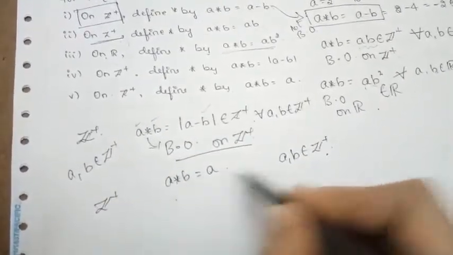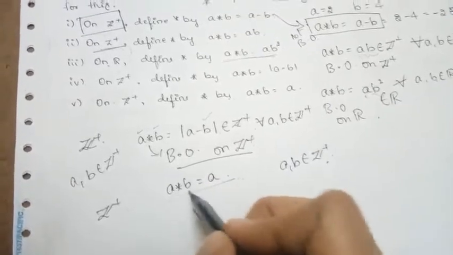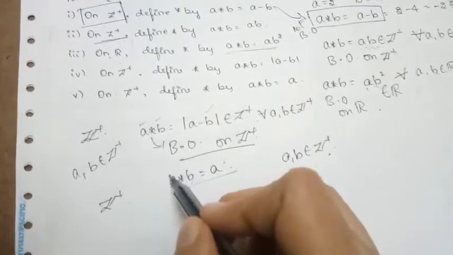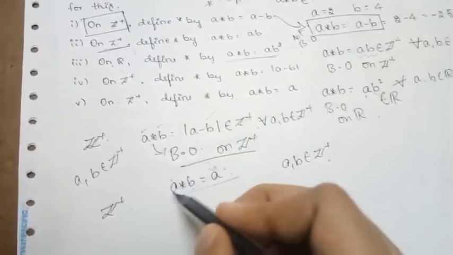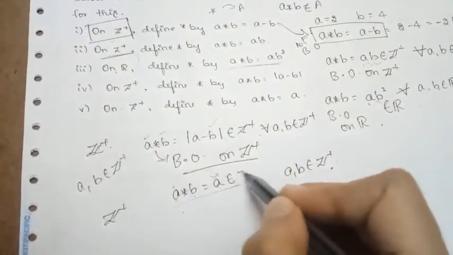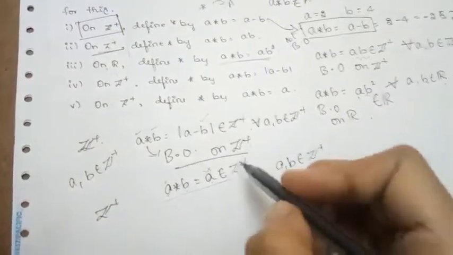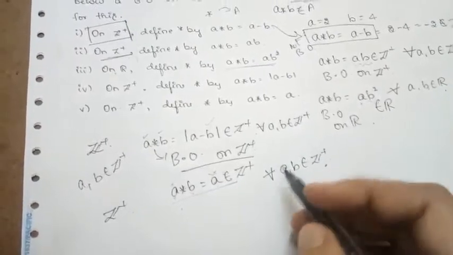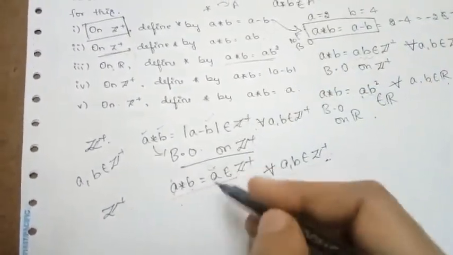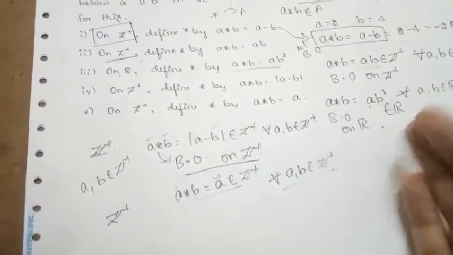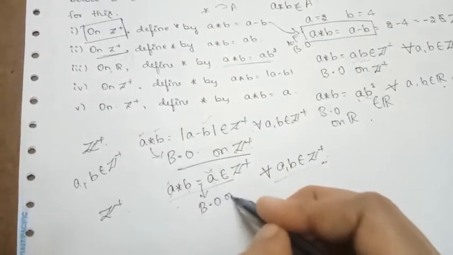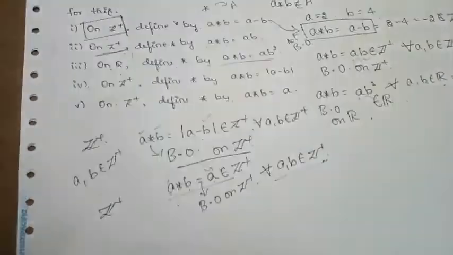So whatever you are going to get, how is it defined? A star b will always give you the first term. Which is the first term you have taken? That term. Obviously, since a and b belong to the set of positive integers, that first term also belongs to the set of positive integers. So this is applicable for all positive integers. So even this is going to be satisfied for all of the set of positive integers. Even this one is also a binary operation on the set of positive integers.